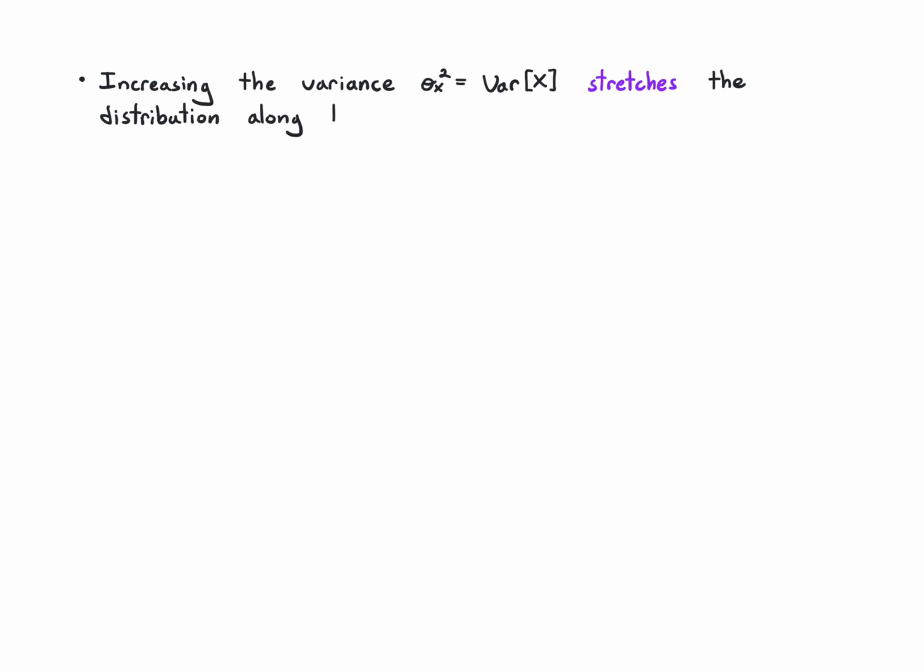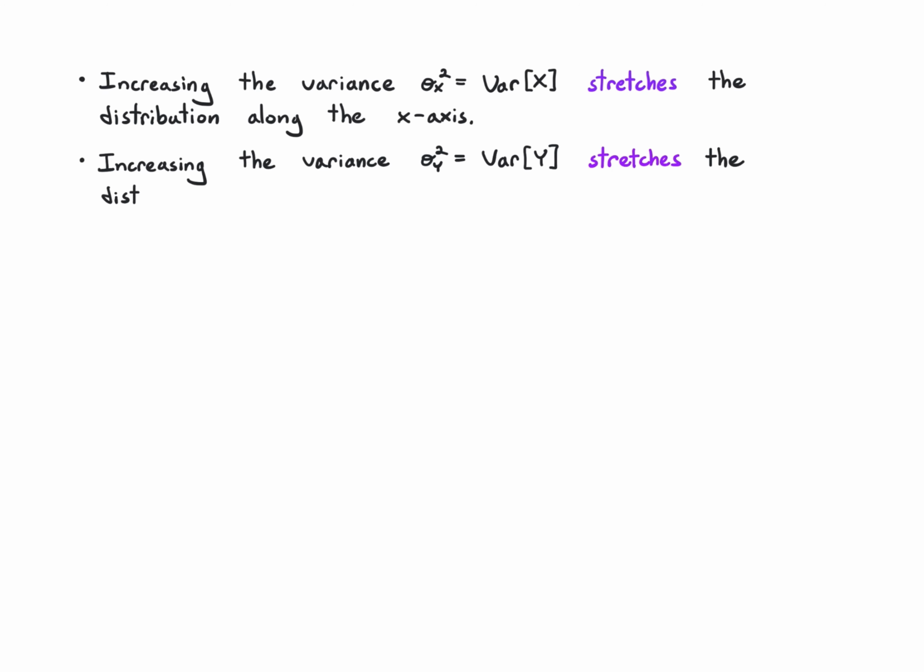Okay, what about the variance? Changing the variance, or rather increasing the variance sigma x squared, stretches the distribution along the x-axis. And if I increase the variance of y, so sigma y squared, then I'm going to stretch the distribution along the y-axis. All right, and I can change both of them and get stretching along both.